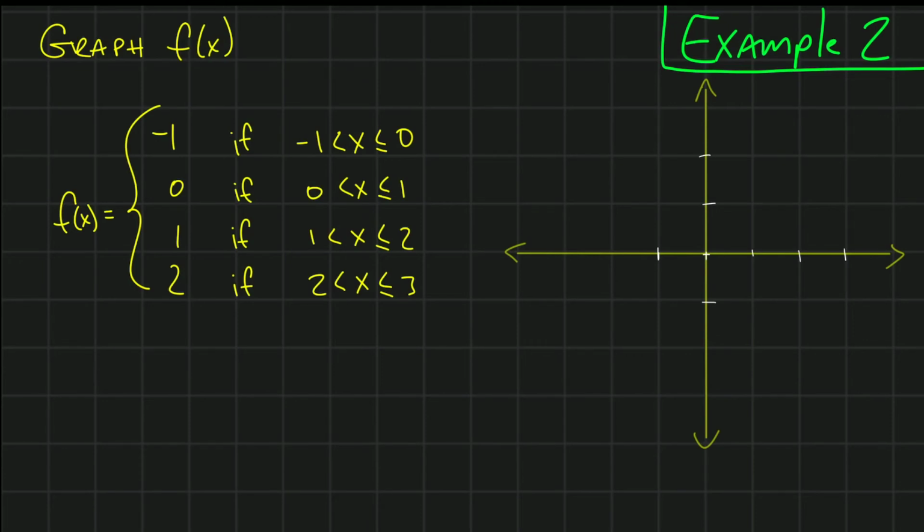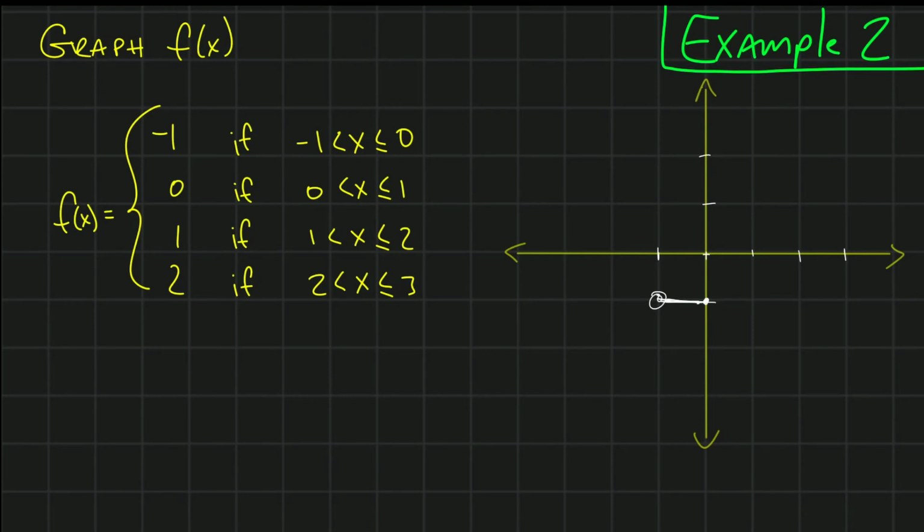So let's go ahead and get started with that. Where y is equal to -1, we can find that x is going to be less than or equal to 0, but strictly greater than -1. So we're going to put an open circle at -1, and we're going to put a closed circle at 0, and then we fill in the blank between that, and that's it. Let's make that -1 open circle a little better.